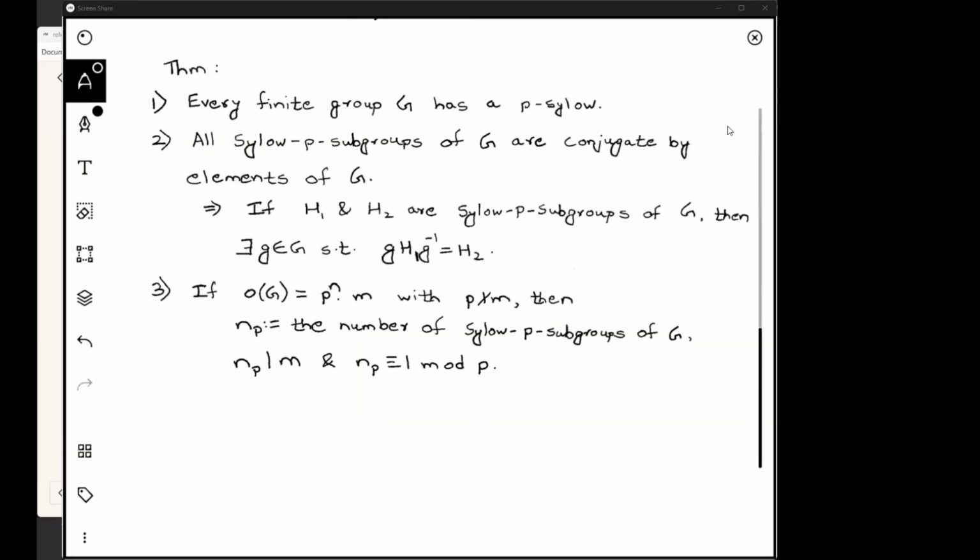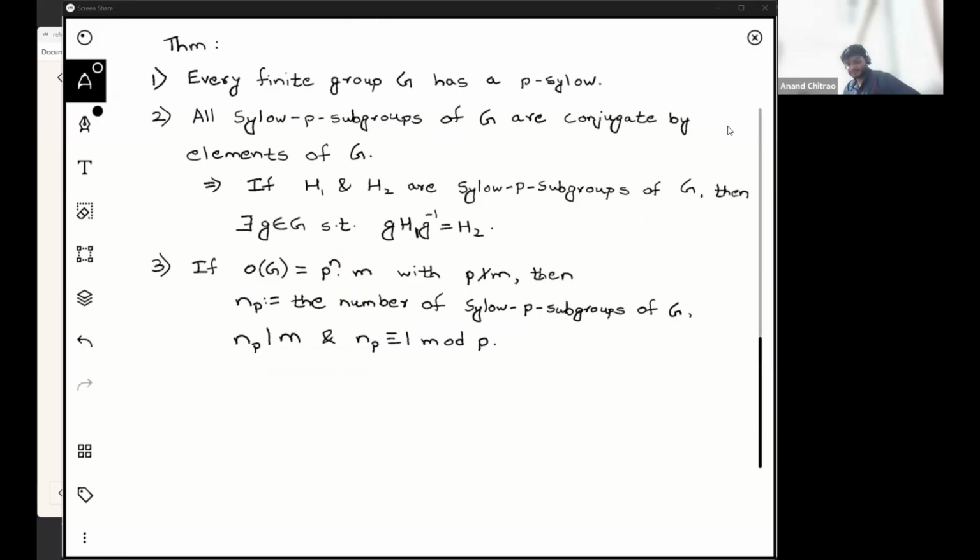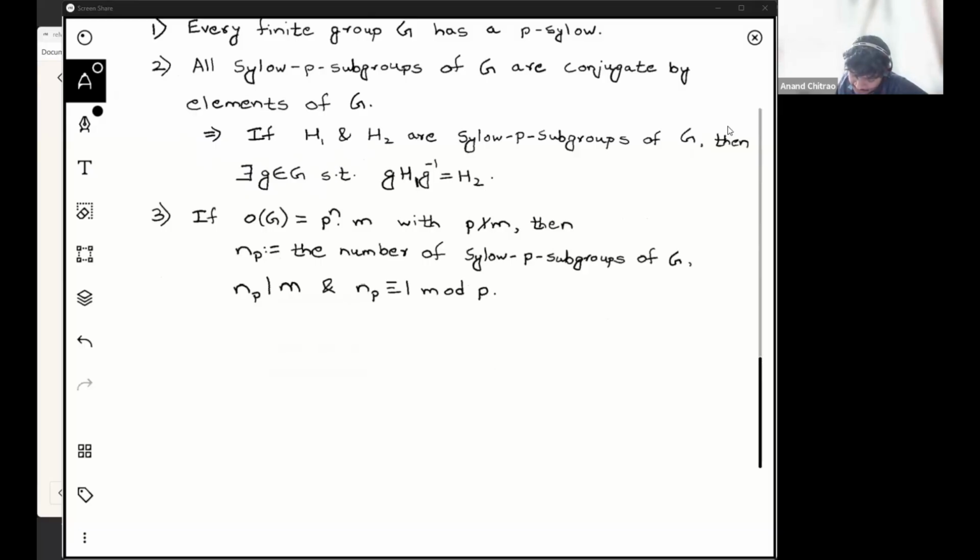Yes, sir. Clear. So you write the order of G as some p power times some prime-to-p part, then the number of Sylow p subgroups divides this prime-to-p part, and the number is congruent to 1 mod p. Yeah. So this theorem is useful in the classification of groups of a given order.